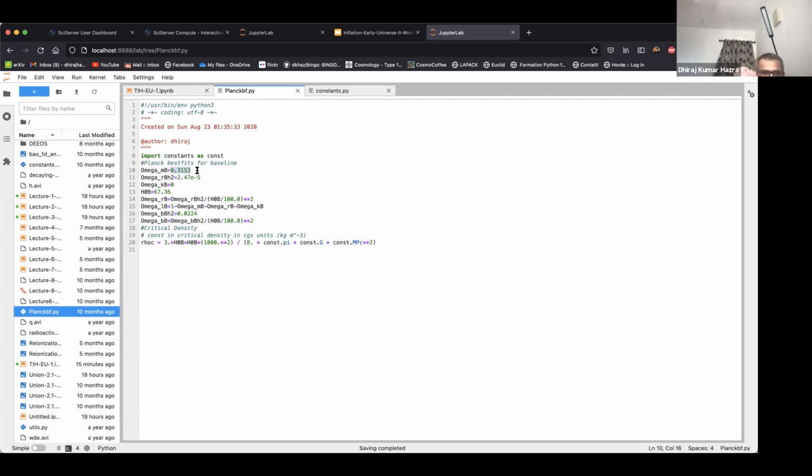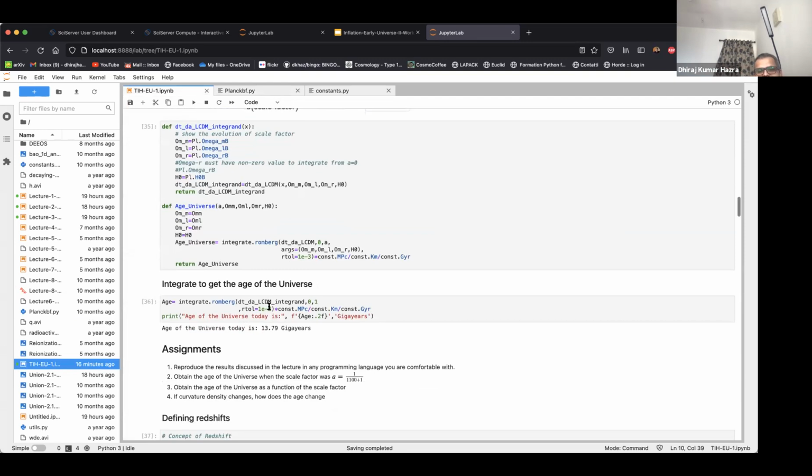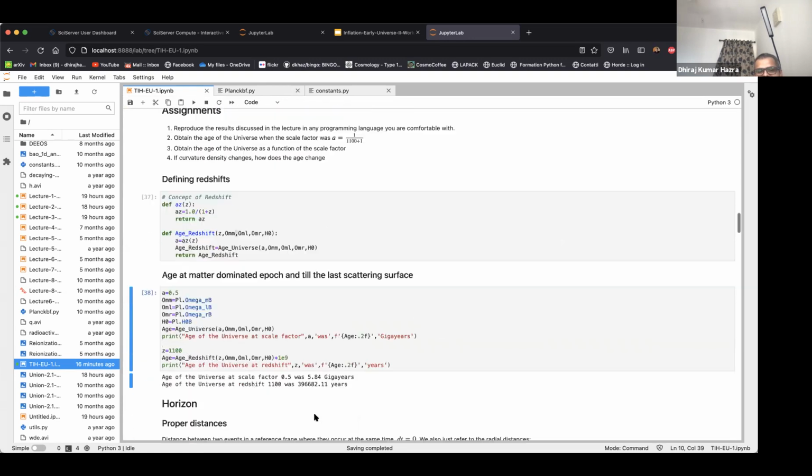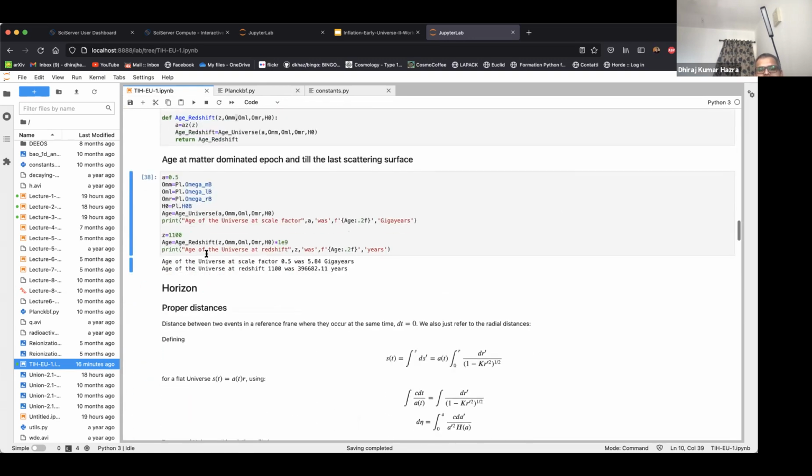Now think that if I just put this omega r bh square to zero, today it doesn't matter at all. And then try to calculate the age of the universe at redshift 1100. Okay, see if you are able to match this number. And also see whether the age of the universe at scale factor 0.5 changes much or stays the same. Okay, so there you will have an idea of the order of magnitude estimation, of what component was important at what era.